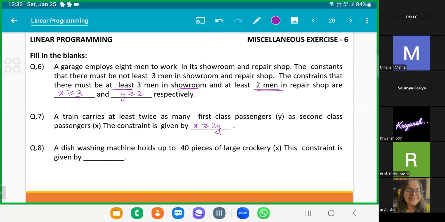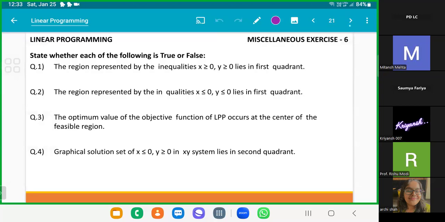The last one, a dishwashing machine holds up to 40 pieces of large crockery. The constraint is what? 40 is fine, less than 40 is fine, it cannot be more than 40, because this is the maximum capacity of that particular machine. So x is less than equal to 40. Right? We go on to true or false. The first one, the region represented by the inequality is in the first quadrant, which is true.